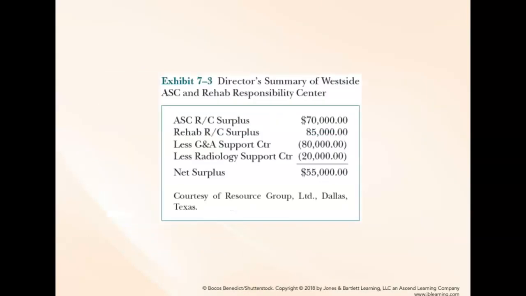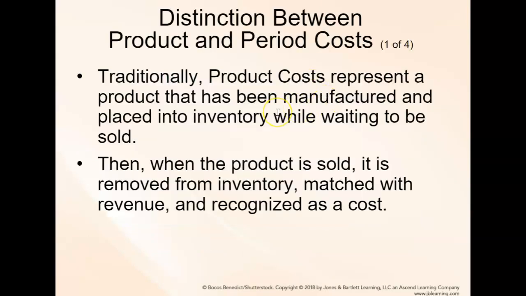Next slide. This is from the book. Again, so much from the book. Distinctions between product and period costs. That is on page 60 in the book. Product costs, it goes over the definition there. Then period costs is discussed in the next paragraph there.